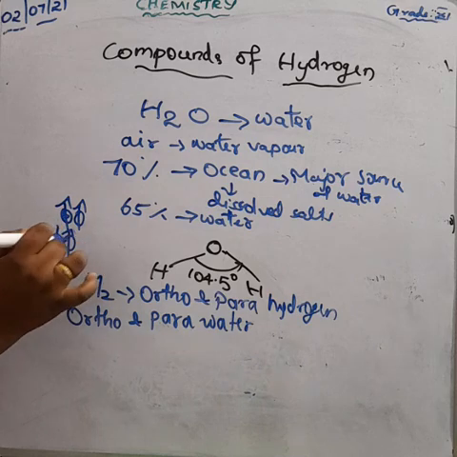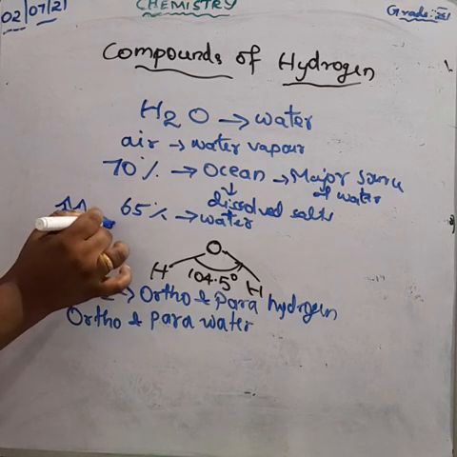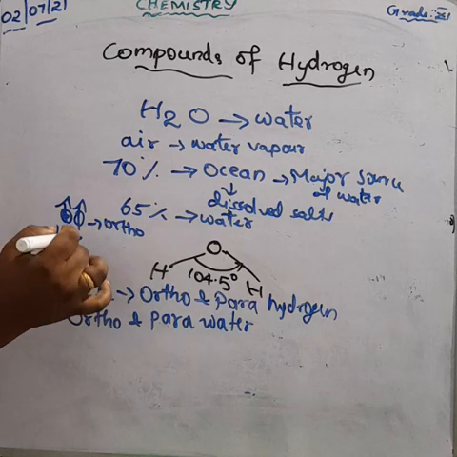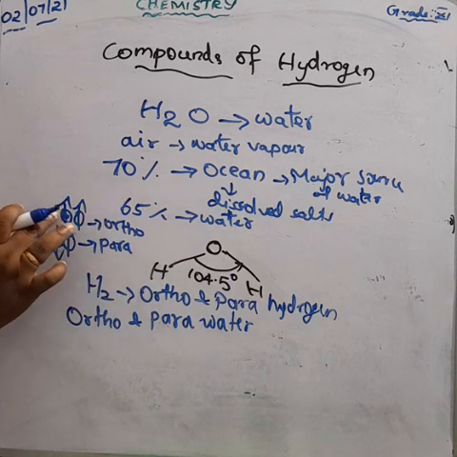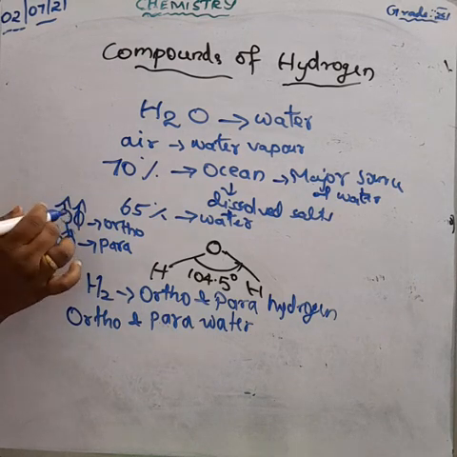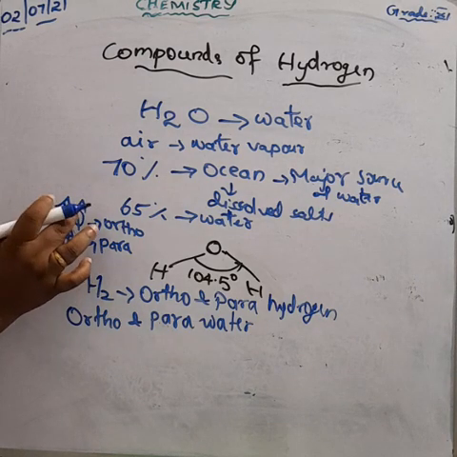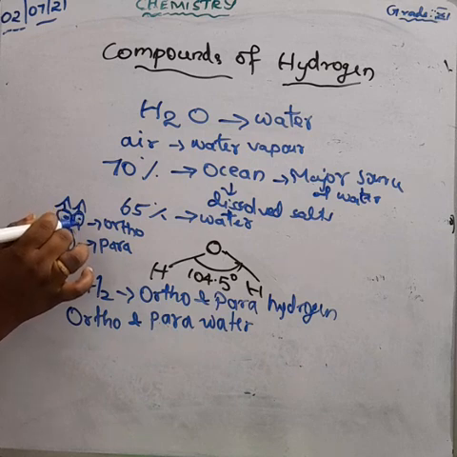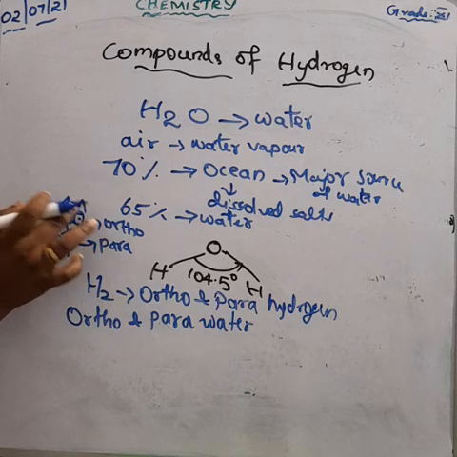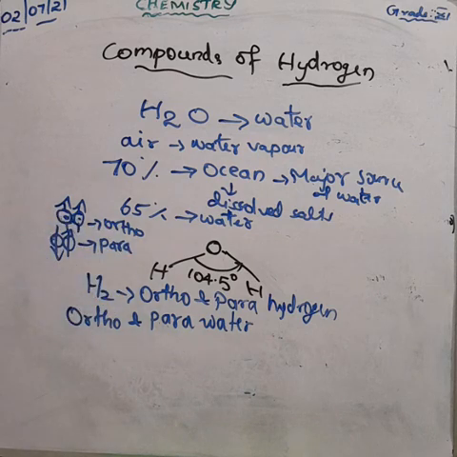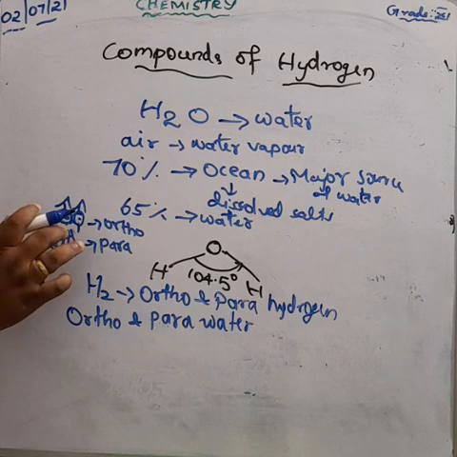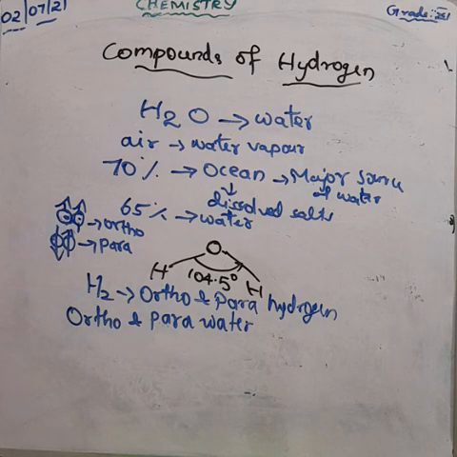We studied in our hydrogen that it has orthoform and paraform. Hydrogen atomic number 1, mass number 1, so number of proton 1, so in the nucleus having the proton. This proton can spin on its own axis. Spinning in same direction, clockwise direction, means orthoform. Spinning in the opposite direction, that is called the anti-parallel direction, that is called the parahydrogen.